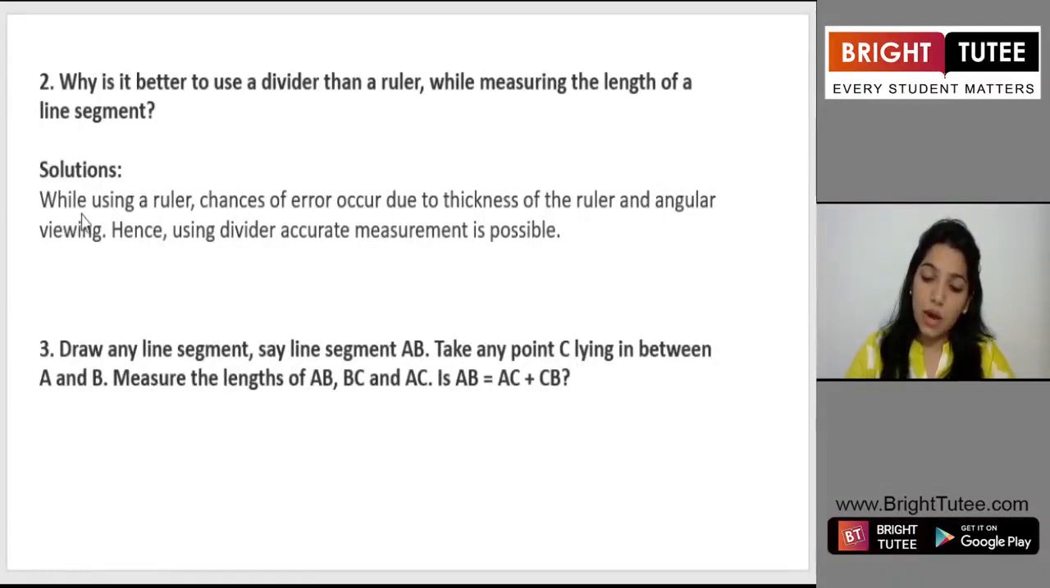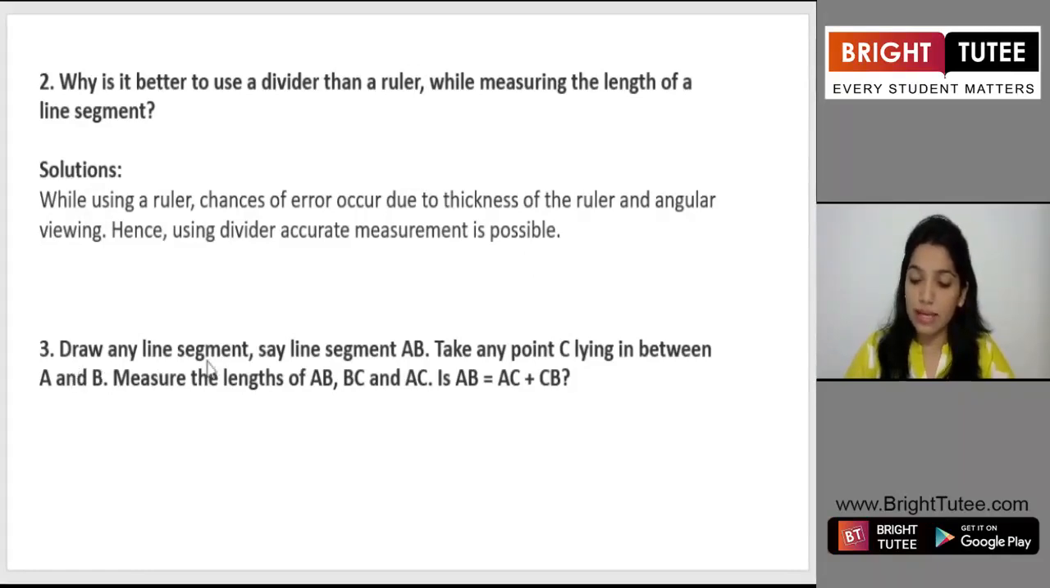It says, while using a ruler, chances of error occur due to the thickness of the ruler and angular viewing, like which side you are viewing it from. Hence, using a divider, accurate measurement is possible. So if you are using a divider, you can have even more accuracy in your measurement. Okay. Now moving to the third one.